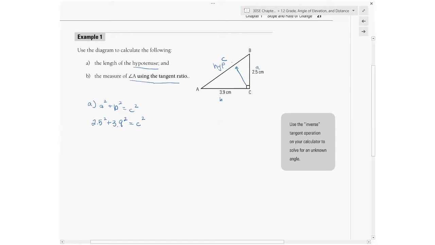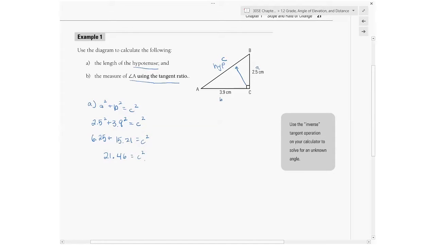Remember, 2.5 squared means 2.5 times 2.5. So 2.5 squared is 6.25, and 3.9 squared is 15.21. And that equals c squared. So you can add those two together: 6.25 plus 15.21 would be 21.46, and that's going to be your c squared.